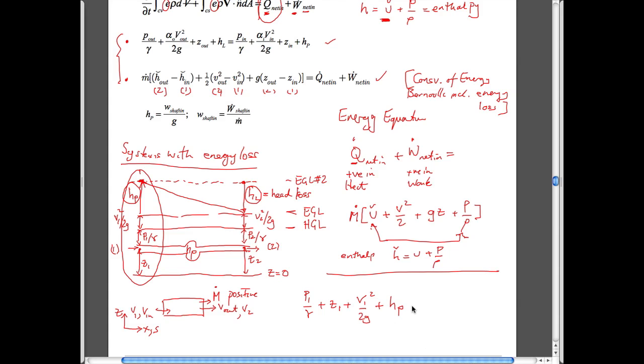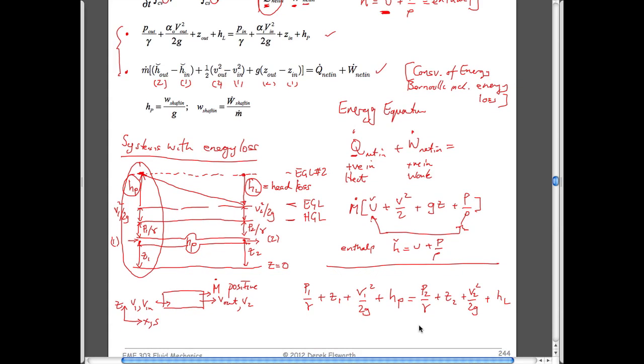And if you look at the downstream component, it's just equal to the same components. Pressure head downstream, elevation downstream, velocity head downstream, plus head loss. The same sign convention applies as before, and that is that our coordinate system is positive upwards.